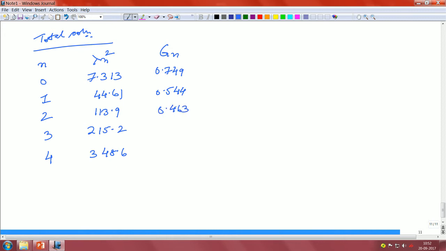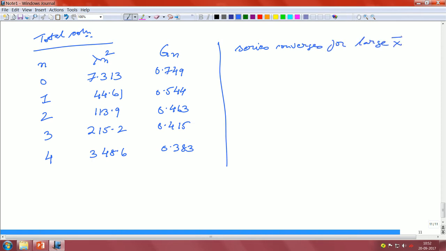The series converges actually pretty fast. So, about 4 or 5 terms are actually what is needed. So, the series converges for large x, large x bar, that is. So, basically x bar greater than about 0.1, it kind of converges.